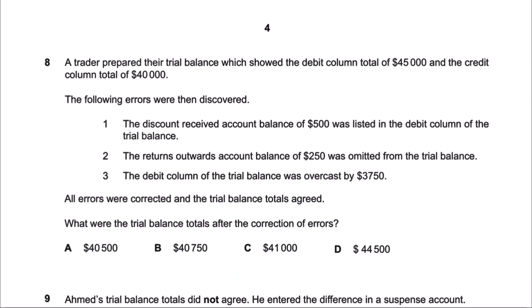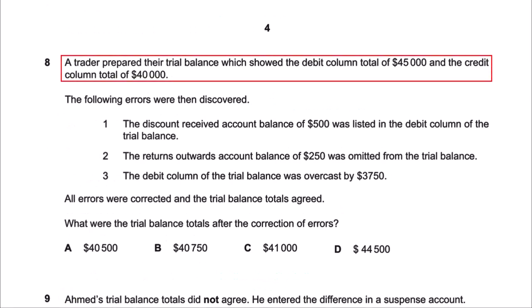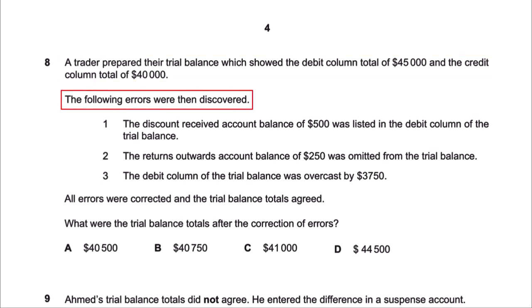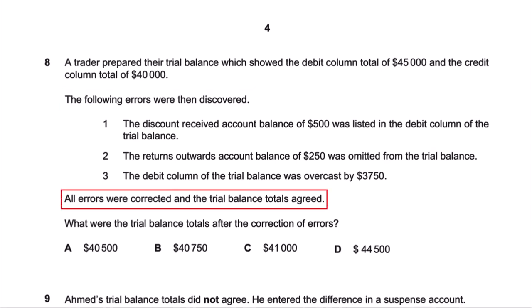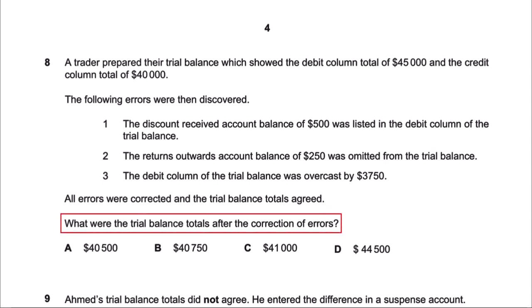Question number 8 is written, a trader prepared their trial balance which showed the debit column total of $45,000 and the credit column total of $40,000. Then below it is written, the following errors were then discovered. These three errors are given. Then it is written, all errors were corrected and the trial balance totals agreed. And then it is written, what were the trial balance totals after the correction of errors?